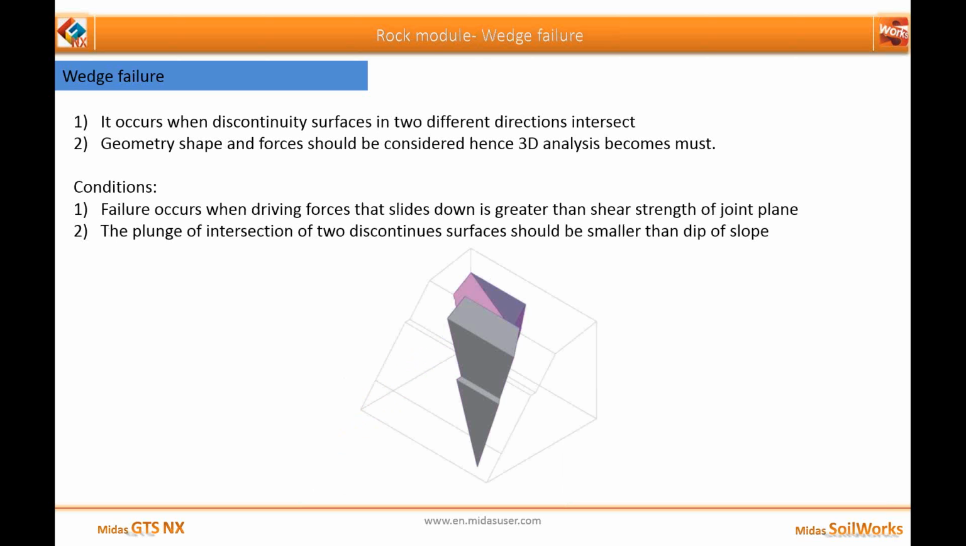Now second is the wedge failure. It occurs when the discontinuities in two different directions intersect. Geometry, shape and forces should be considered, and hence 3D analysis becomes a must. This point is important: for such kind of thing you need a 3D analysis. As you know, SolidWorks is a 2D software, but the rock module is incorporated to deal with the wedge failure, so that a 3D kind of analysis can be performed. The condition required is that failure occurs when the driving force that slides down is greater than the shear strength of the joint plane, and the plunge of intersection of two discontinuity surfaces should be smaller than the dip of slope.